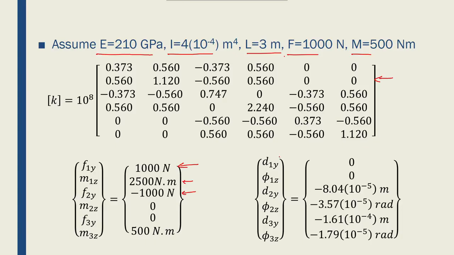And these are the global nodal displacements. Node 1 is 0 for d1y and phi1z, and the other nodes have their own values. So we use the stiffness matrix that we found earlier to solve a typical beam problem.